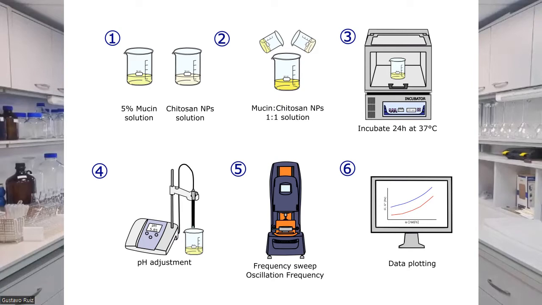At the same time, I prepared some chitosan nanoparticles, and then I mixed the mucus with the solution of chitosan nanoparticles. I used a 1:1 proportion. I adjusted the pH to get the different pHs, 2, 4, 6, and 7, and then I performed all the rheological tests. Finally, I analyzed the results, and I have some graphs that I will show you.